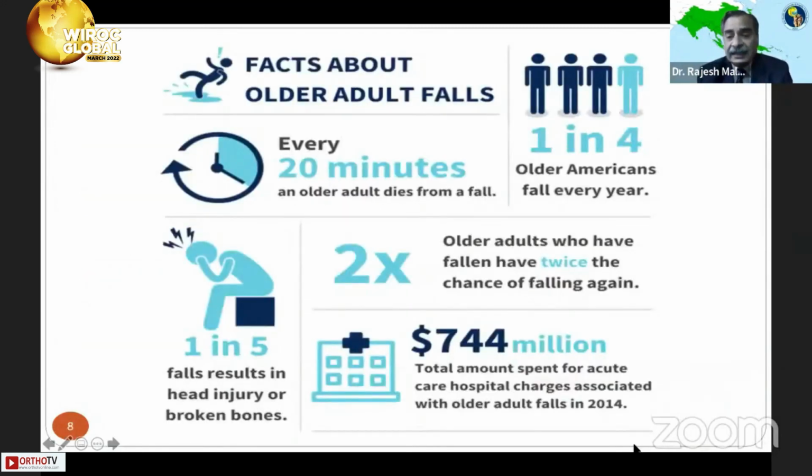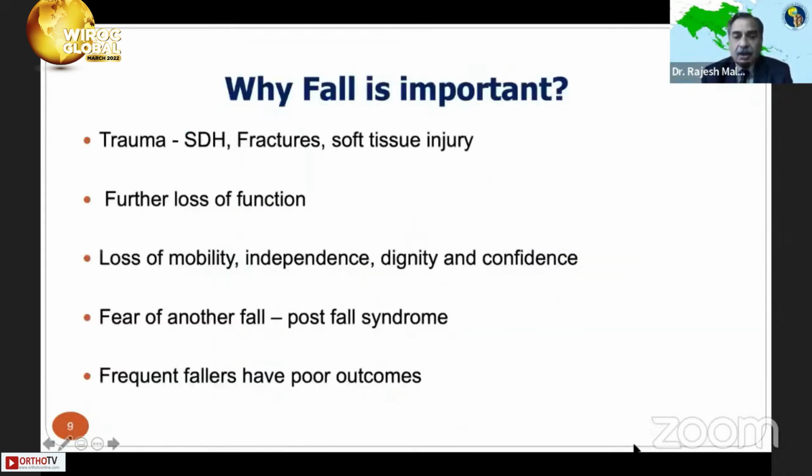Now, in America, it is said that 1 out of 4 older Americans fall every year. So there's a fall every 20 minutes. 1 in 5 will lead to head injury or broken bones. And people who fall have twice the risk of falling again. And there's a tremendous cost.